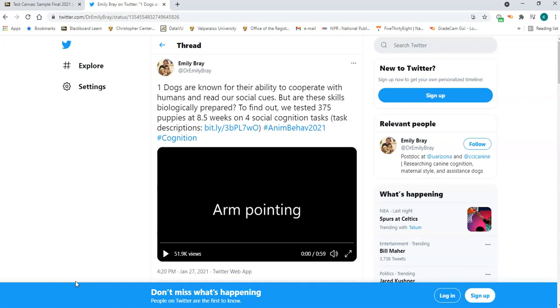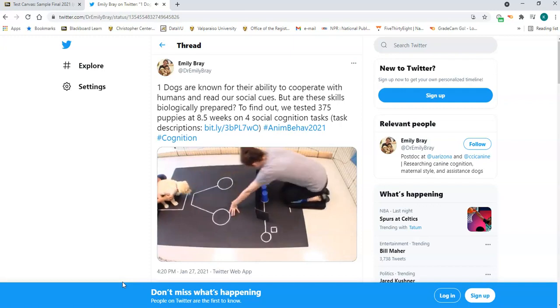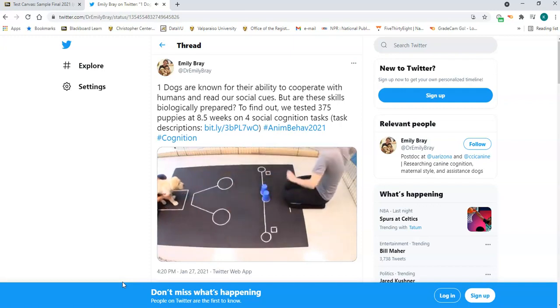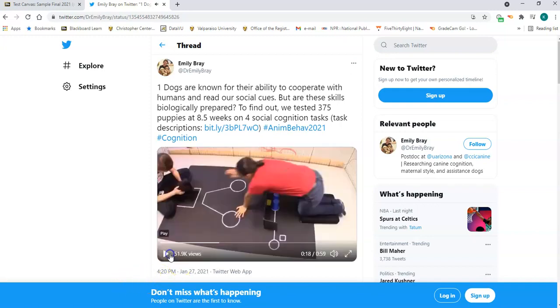And they're going to see how well they can follow a point. Do they go to what people are pointing to, or do they go to a marker? And I'll show you the two tasks. This will just take a few seconds. So here's the pointing task. So that would be a successful trial because the puppy went to the cup that the researcher was pointing at.